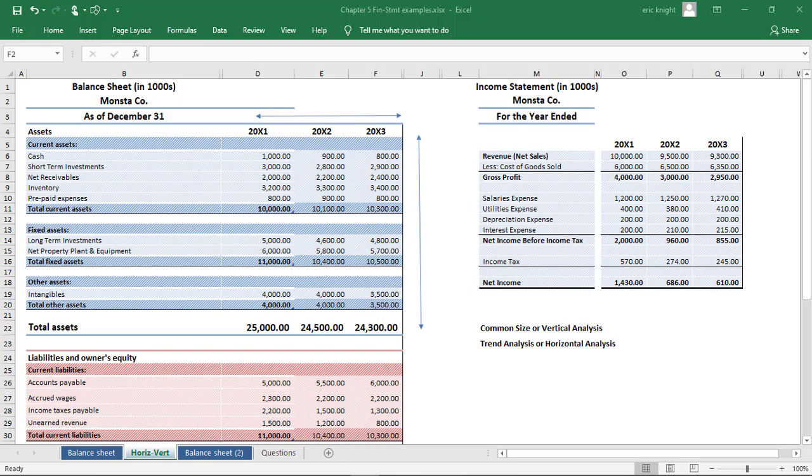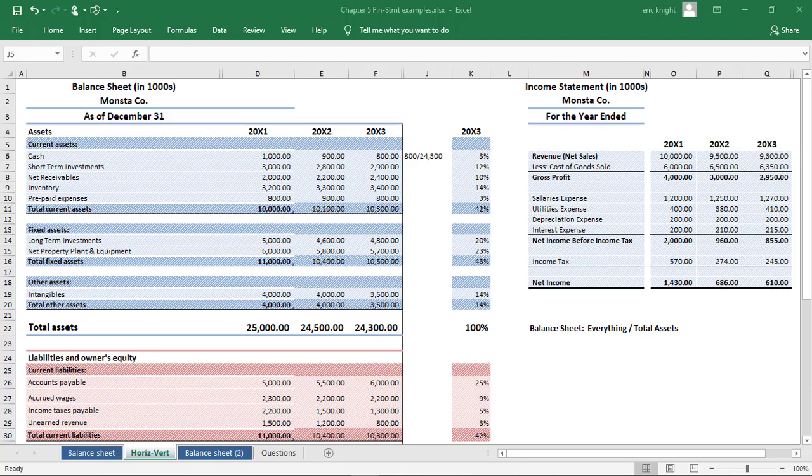A trend analysis, also known as a horizontal analysis, will look at what's going on over a series of time. So for 2 or 3 years, or even more, but typically 2 or 3 years, we look at how things are changing. How has the cash changed? How have the assets increased? How have the liabilities or equity increased or decreased?